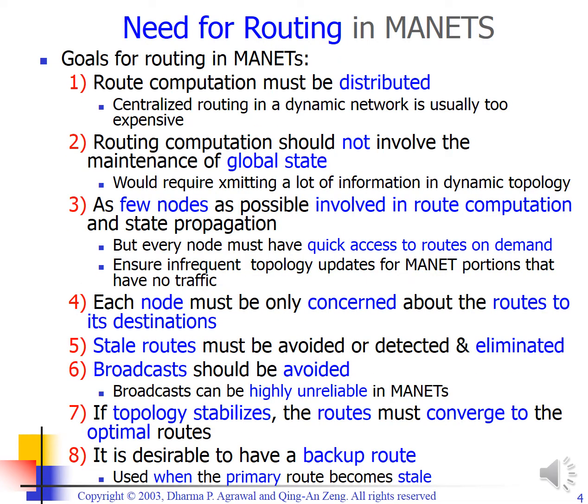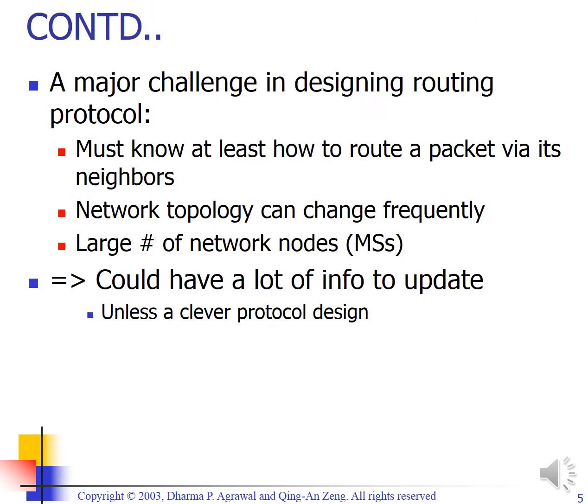Need for routing. Route computation must be distributed. Routing computation should not involve the maintenance of global state. Each node must be concerned with the routes to the destination. Changing routes must be avoided or eliminated. Broadcasts should be avoided, as broadcast can be highly unreliable. If topology stabilizes, the routes must converge to the optimal routes. It's desirable to have a backup route.